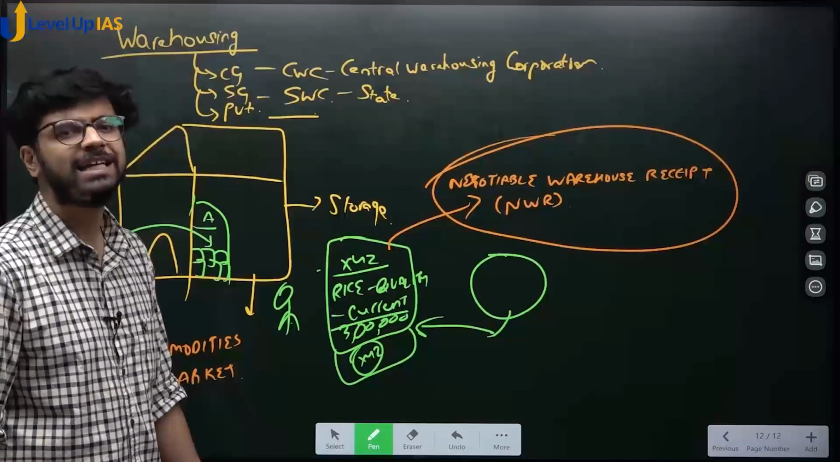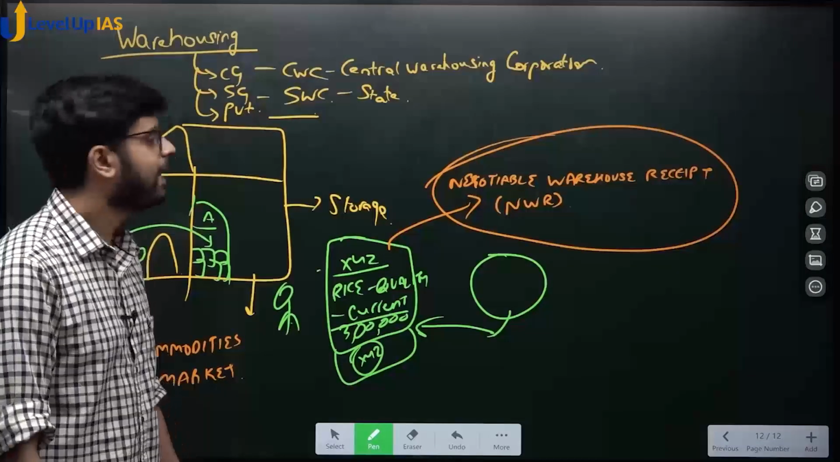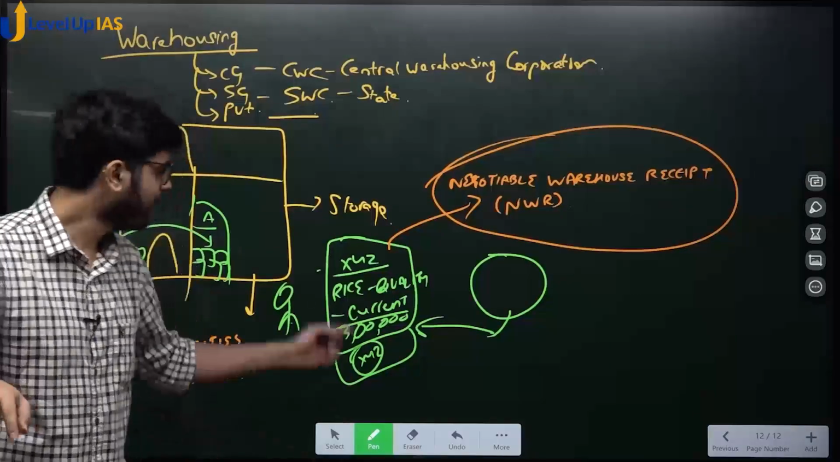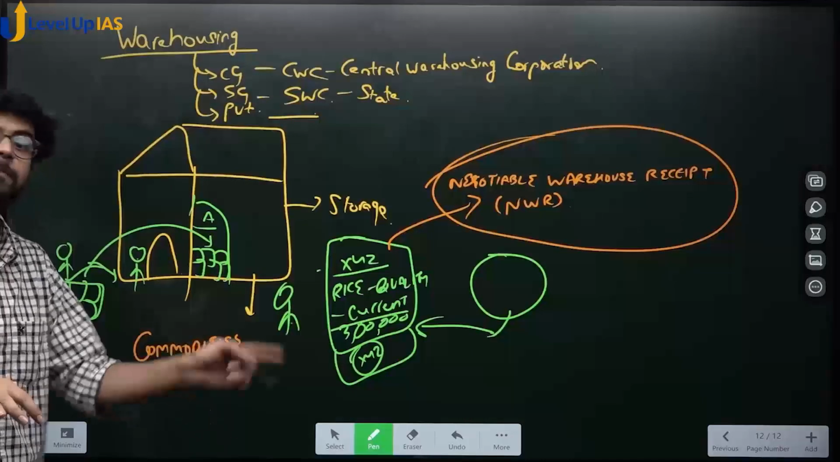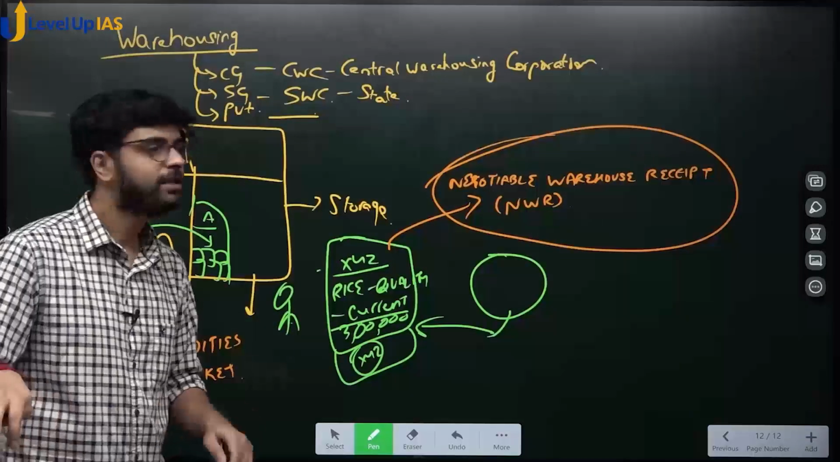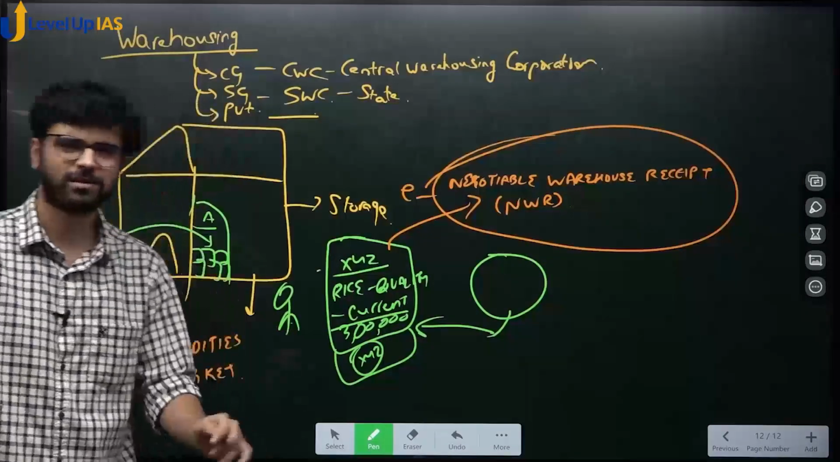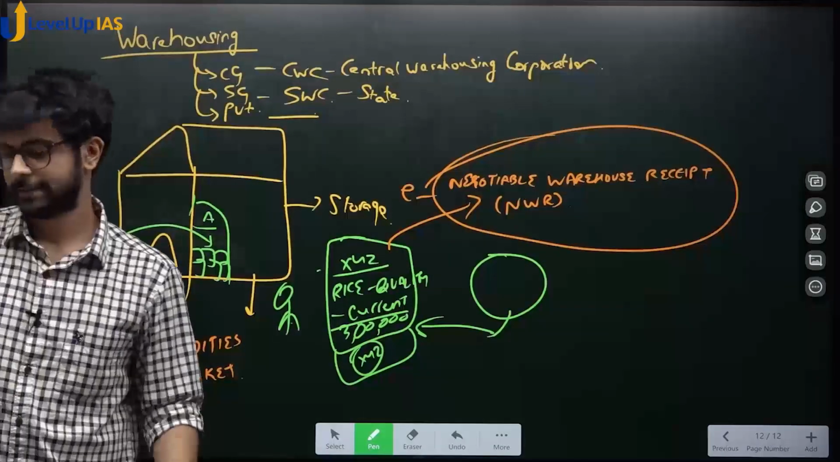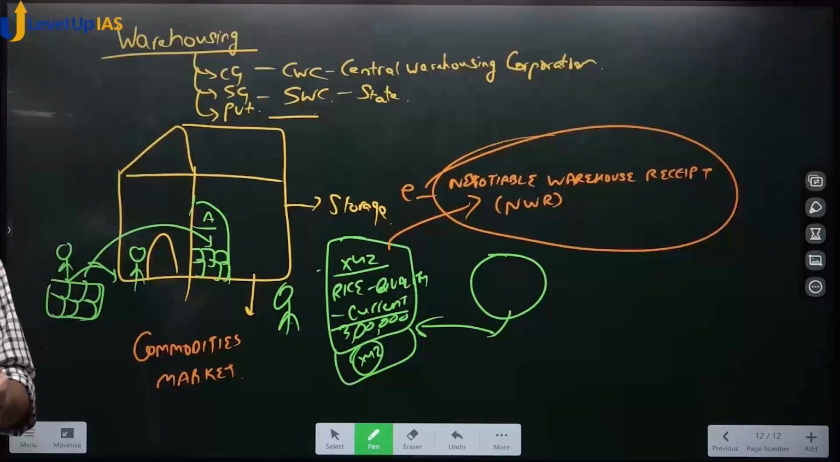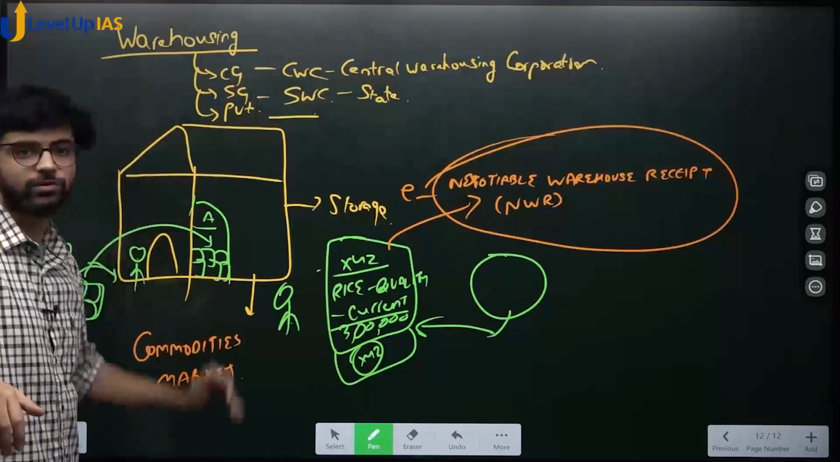Sometimes it is also called ENWR, Electronic Negotiable Warehouse Receipt. Earlier this was physical. I told you, it has become demat, dematerialized. So it is also called ENWR, Electronic Negotiable Warehouse Receipt. Understood? Very easy.